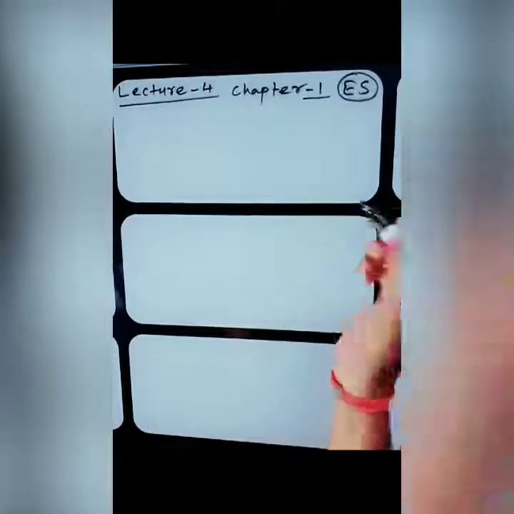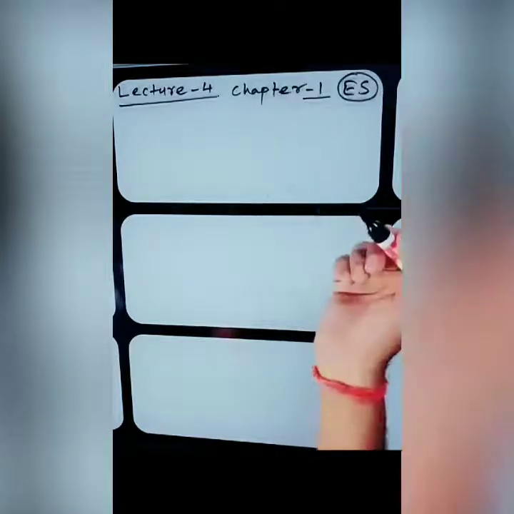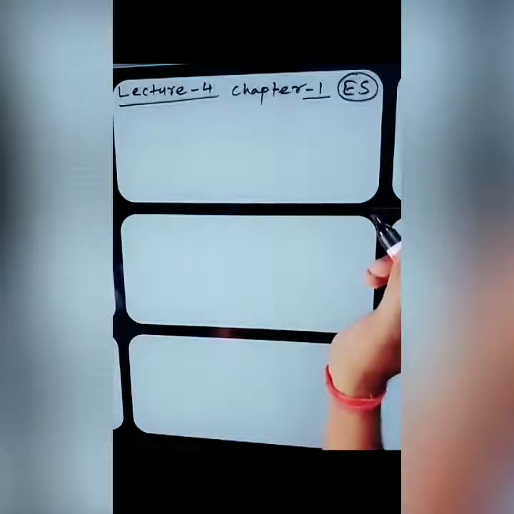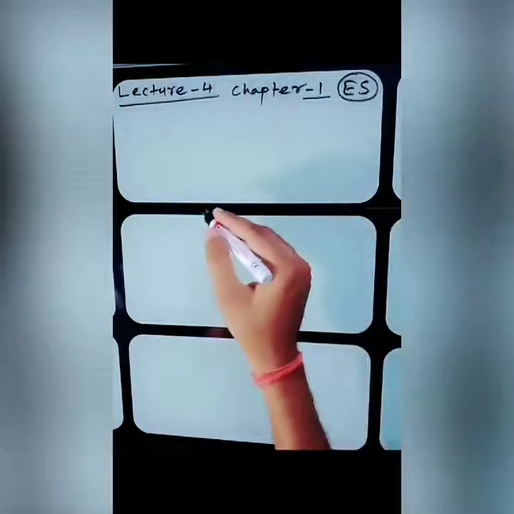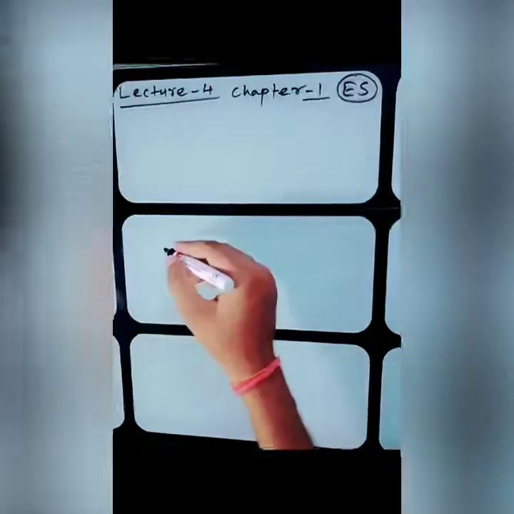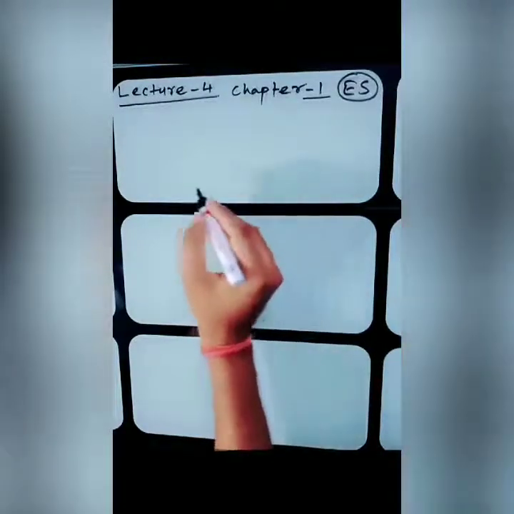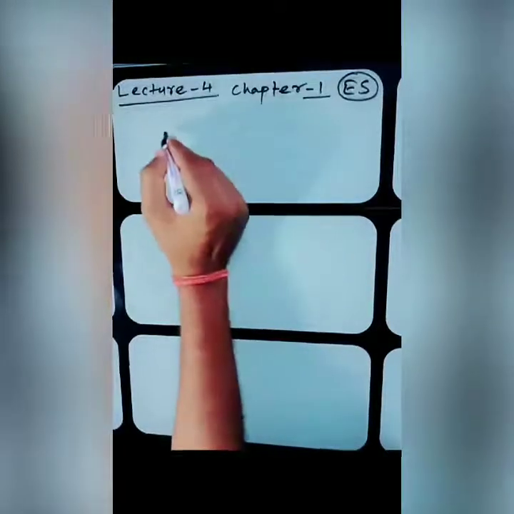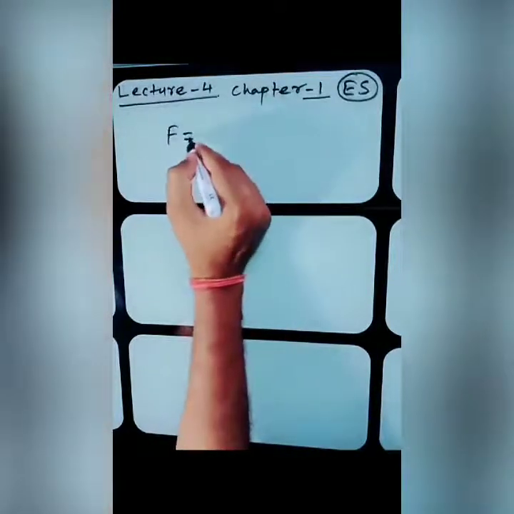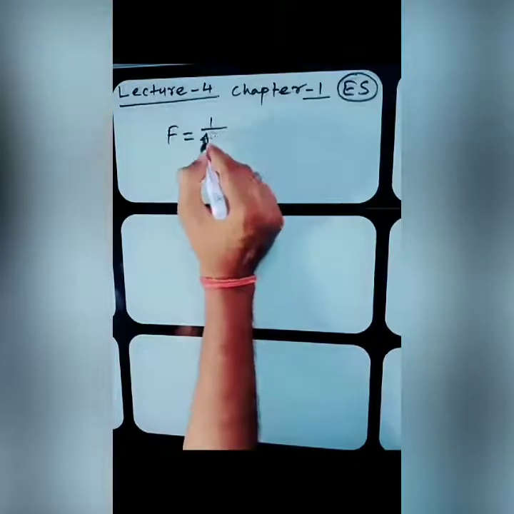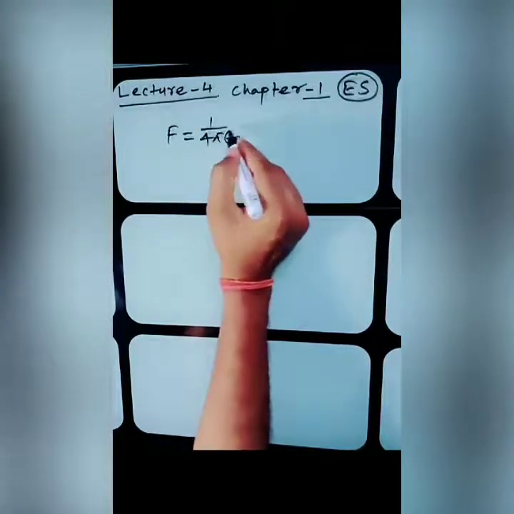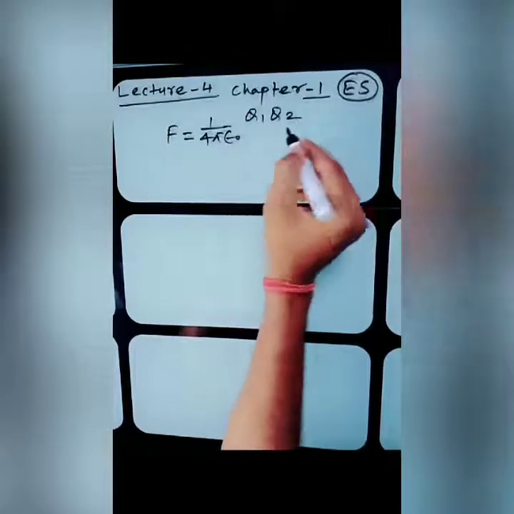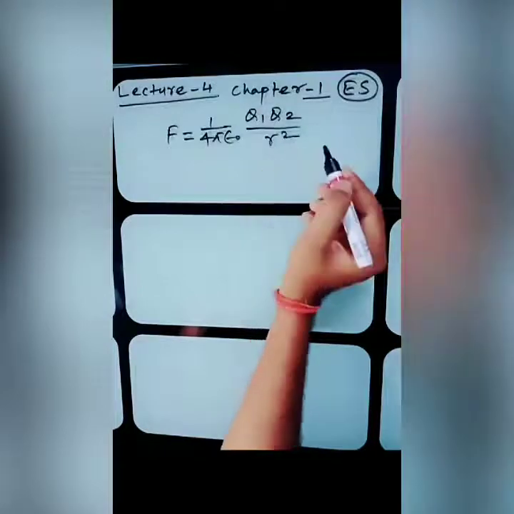Students, in the last lecture 3 we finished Coulomb's law, in which we studied the general formula of electrostatic force, that is the Coulombian force, as F equals 1 by 4 pi epsilon naught Q1 Q2 over R square.